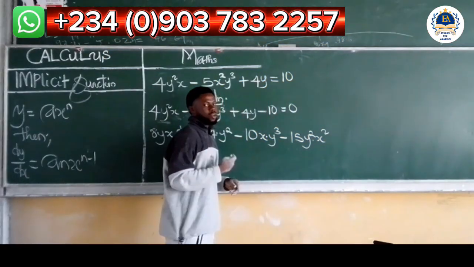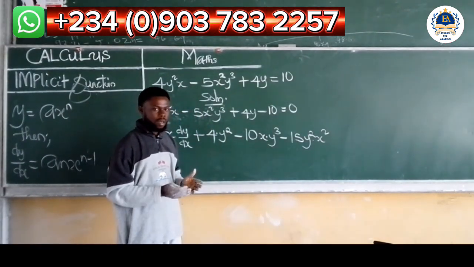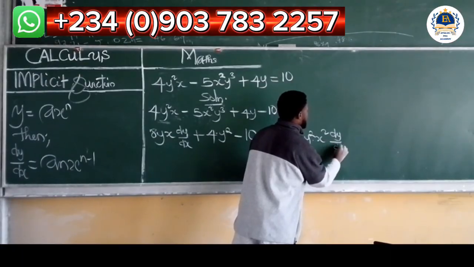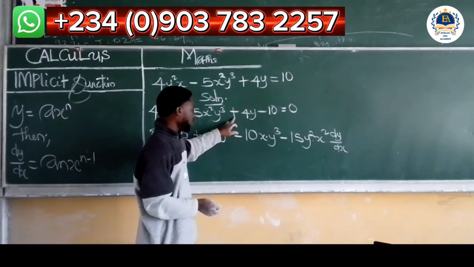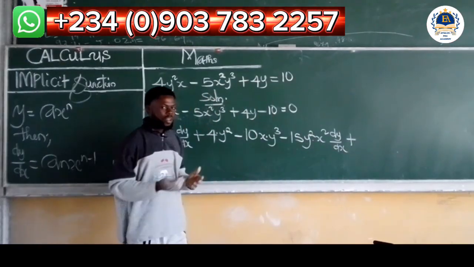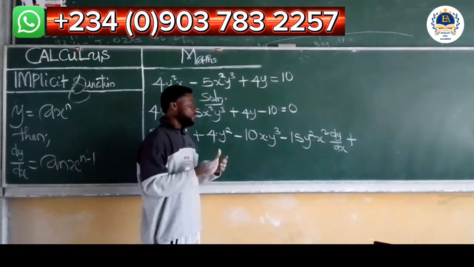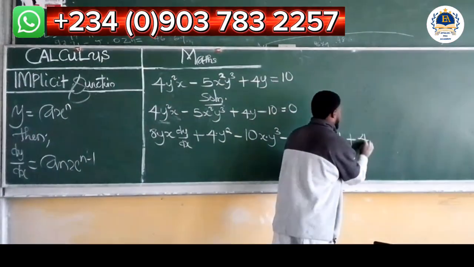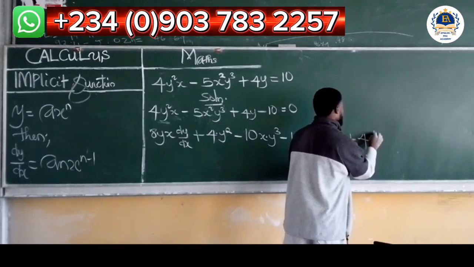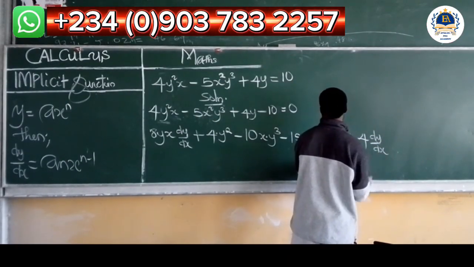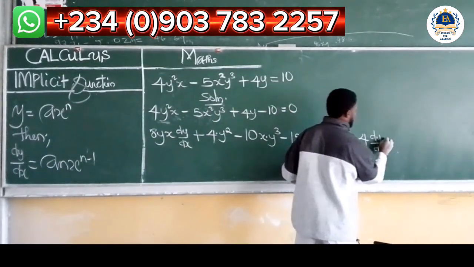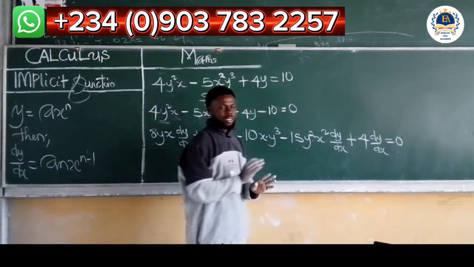The concept is that when differentiating y, always ensure that you add dy over dx to it. Dy over dx. Then plus 4. To differentiate 4y, it will give you 4, and because we are differentiating the y variable, that will become dy over dx. To differentiate the constant term, 10, it will give you 0. So this is equal to 0. That is the simple logic.